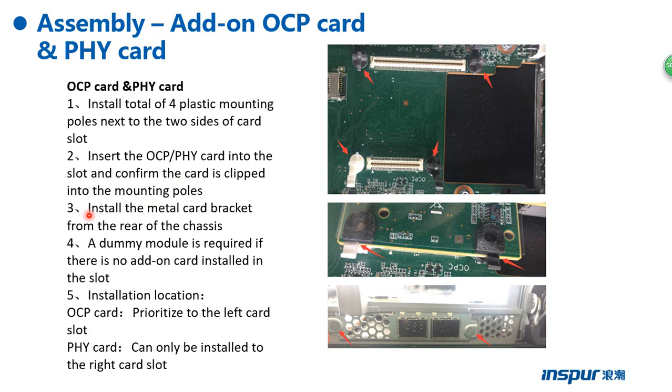Step 3, install the metal card bracket from the rear of the chassis. Step 4, a dummy module is required if there is no add-on card installed in the slot. Step 5, installation location: OCP card can only be installed to the left card slot, FE card can only be installed to the right card slot.